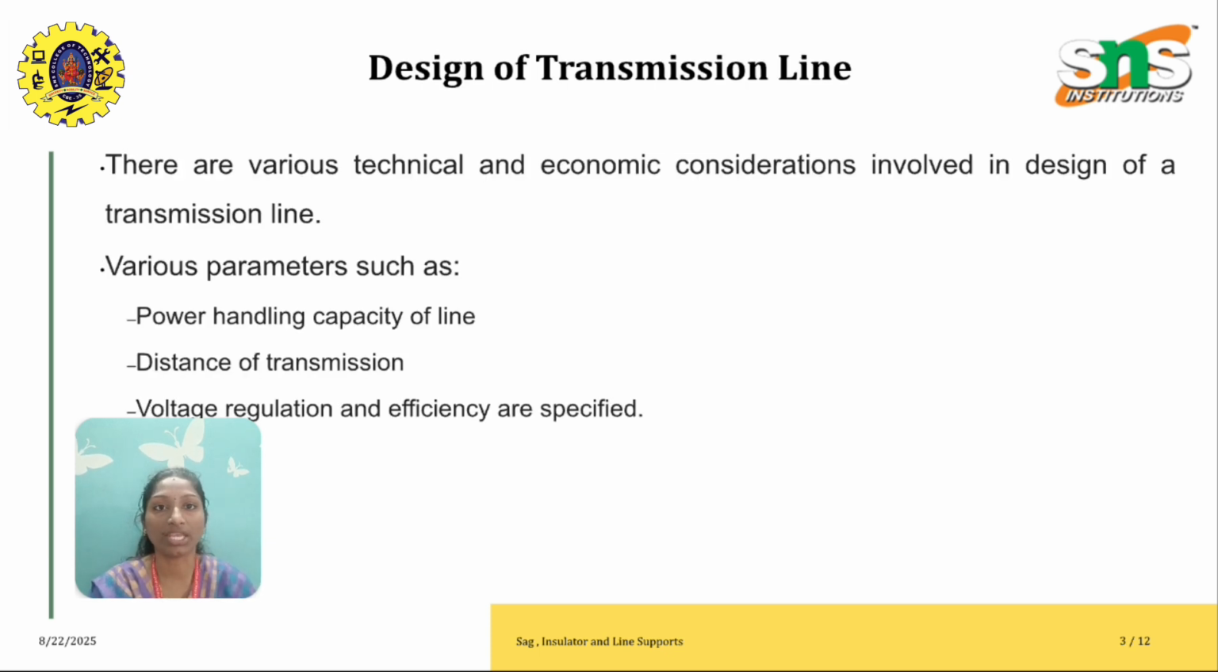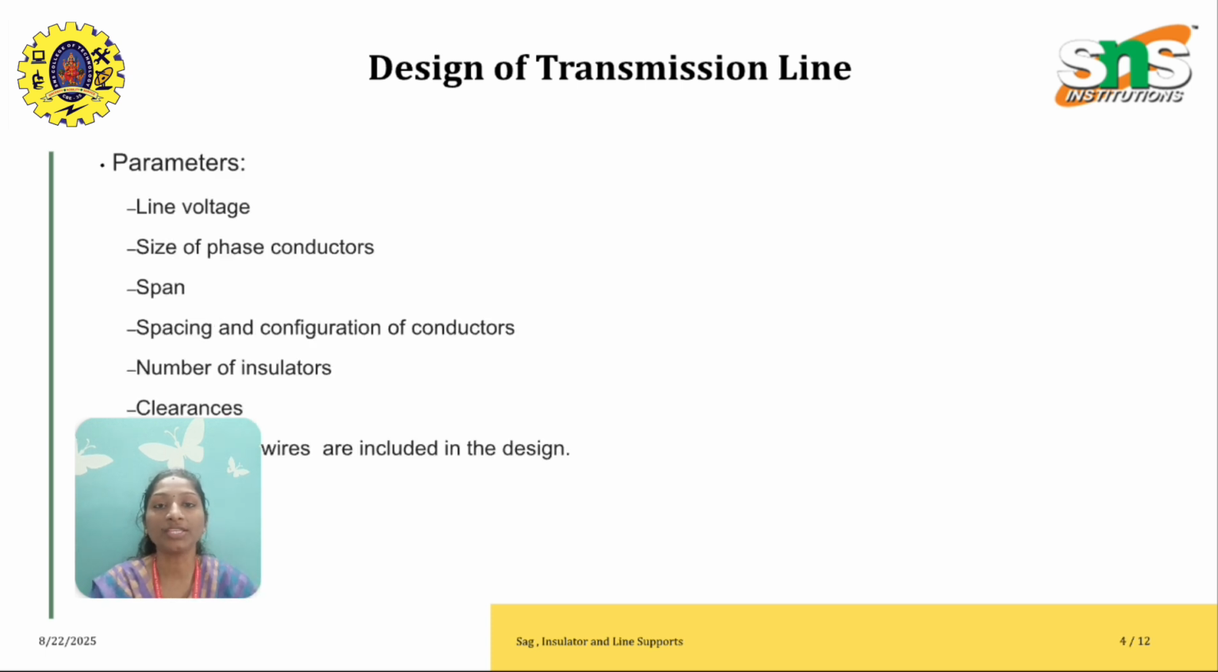Coming to the design of a transmission line, there are various technical and economic considerations involved. The parameters which we are going to consider are power handling capacity of the line, distance of transmission, voltage regulation and efficiency, which are specified.